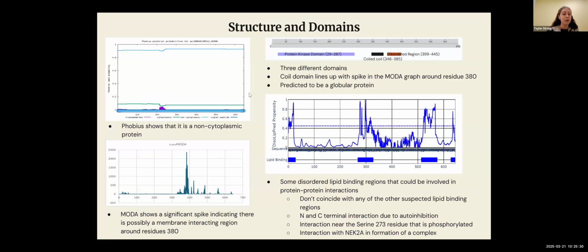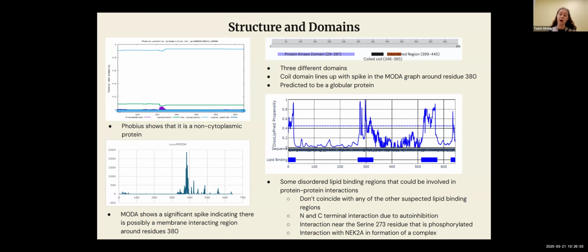For structure and domain, Phobius shows that it is mostly a non-cytoplasmic protein with a slight transmembrane. However, it's not very high probability, so it is likely just not very significant. The motograph does show a very significant spike around residues 360 to 380, which lines up with the coiled coil domain, which is in the same region. So I believe that the spike in the motograph is likely just due to the coiled coil region and not actually a membrane interacting region, as it is predicted to be a globular protein, so it wouldn't be interacting with the membrane there.